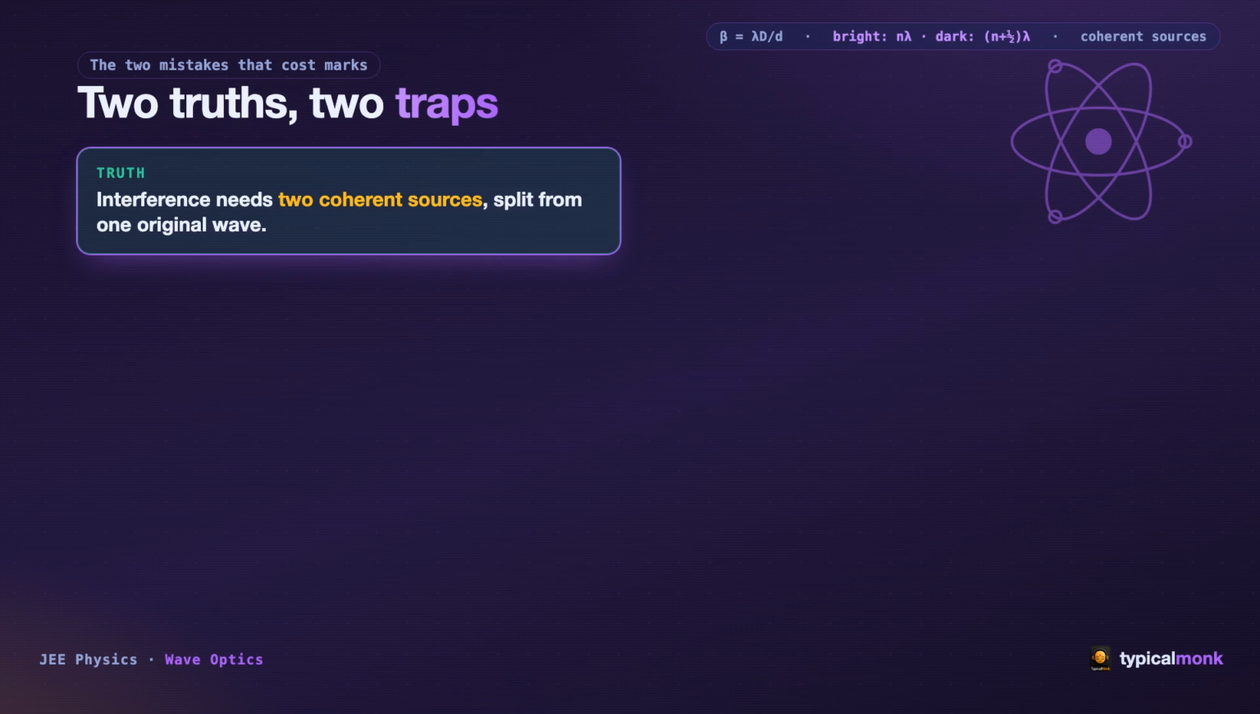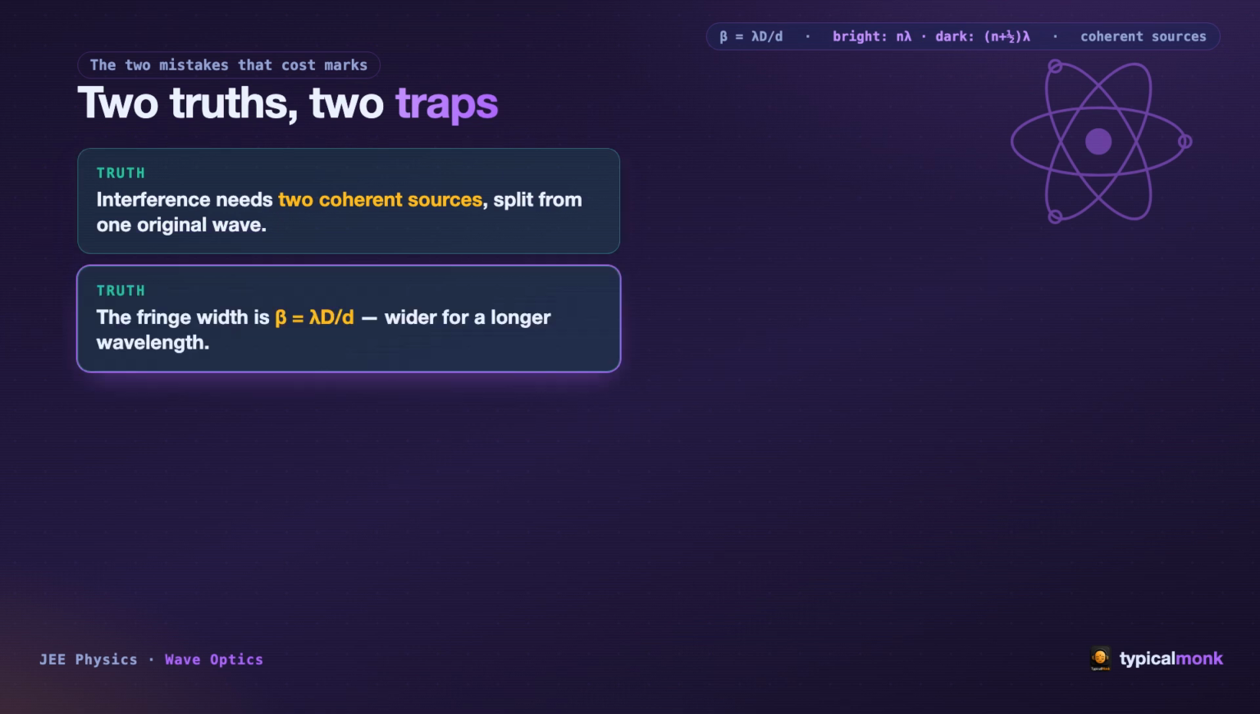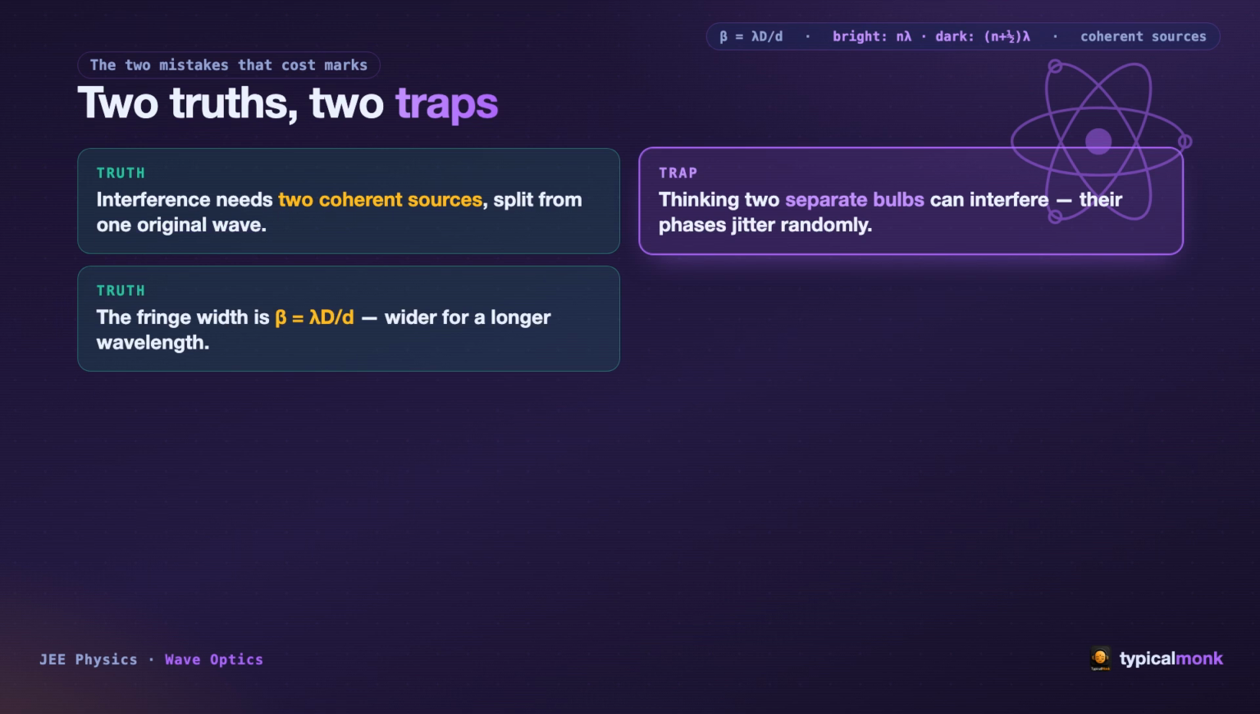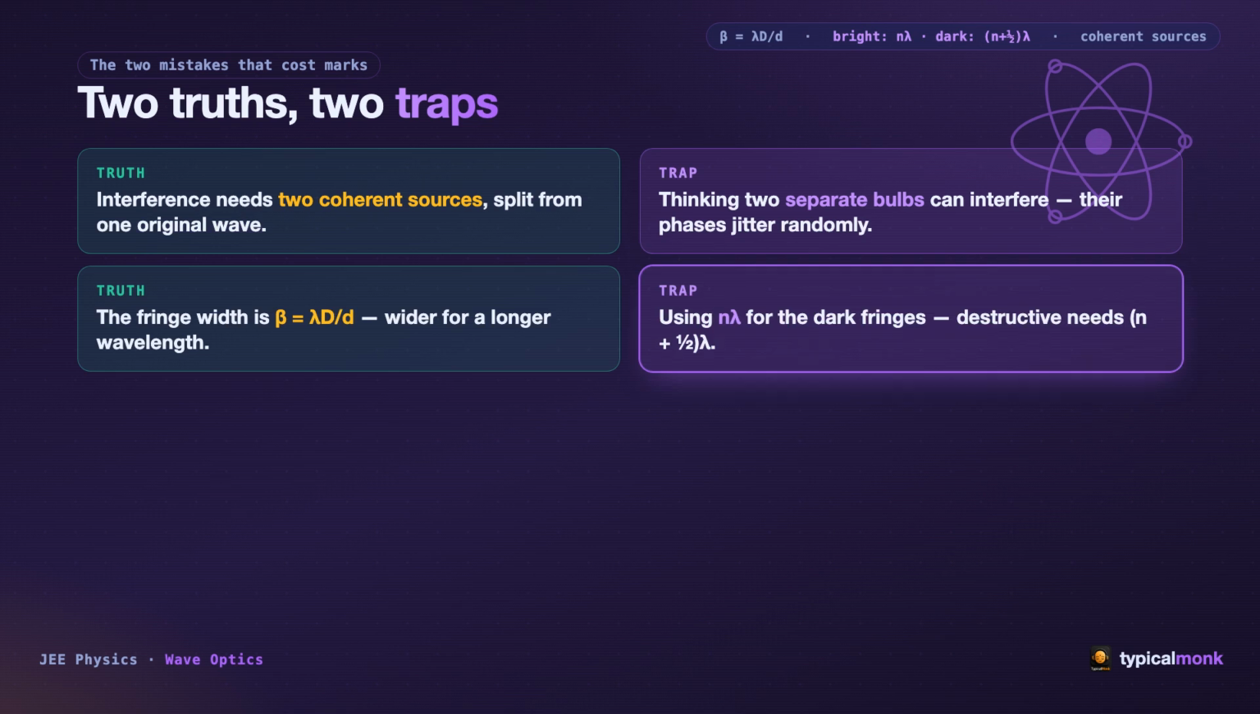Now the two mistakes that quietly cost marks. The truth: interference needs two coherent sources, split from one original wave. The trap: thinking two separate bulbs can interfere. Their phases jitter randomly. The second truth: the fringe width is beta equals lambda D over d, wider for a longer wavelength. The second trap: using n lambda for the dark fringes. Destructive interference needs n plus a half times lambda.